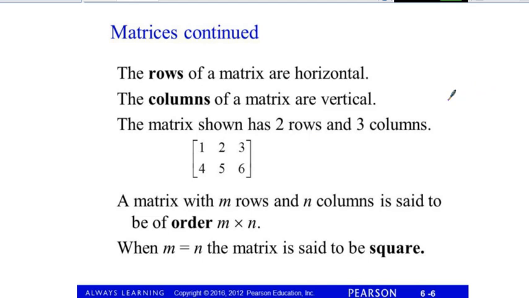The rows are horizontal, columns are vertical. So in this case, we have 2 rows and we have 3 columns. Okay? One of the things that's very important here is that when we talk about the order of a matrix, we always list rows first and then columns. So it's an m by n matrix, where m represents the number of rows and then the number of columns. Okay. If those two values are equal, then we have a square matrix.